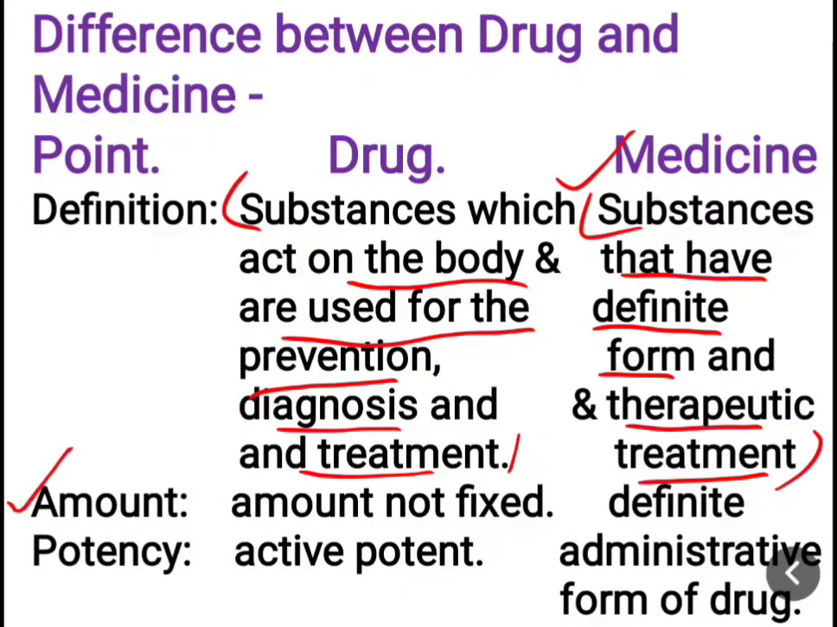Now we consider amount. Drug amount is not fixed; medicine has a definite amount. Medicine is what is administered from a drug, and it is taken in our body at a definite amount. That's why it has little or negligible harmful effect, and the amount is termed definite. But for a drug, there is no fixed amount, meaning it has addiction properties and side effects. That's why it is considered a drug, not medicine. Now the potency: a drug is active and potent, while medicine is the administrative form of a drug.